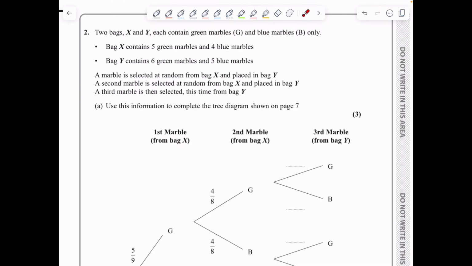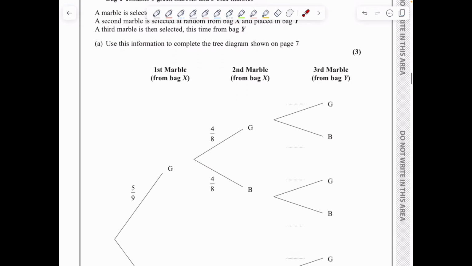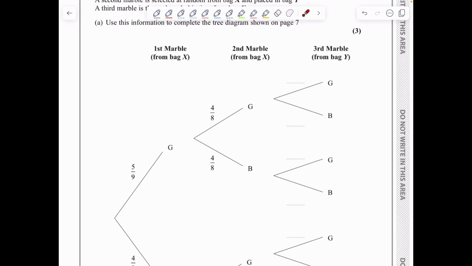In question 2, we've got two bags, X and Y, containing green and blue marbles only. Bag X has 5 green and 4 blue. Bag Y has 6 green and 5 blue marbles. So the experiment is to pick at random a marble from X and put it into Y. Then pick a second marble at random from X and place that in Y as well. And then draw the third time from bag Y. And we've got the tree diagram given here, and we need to complete it showing all possibilities.